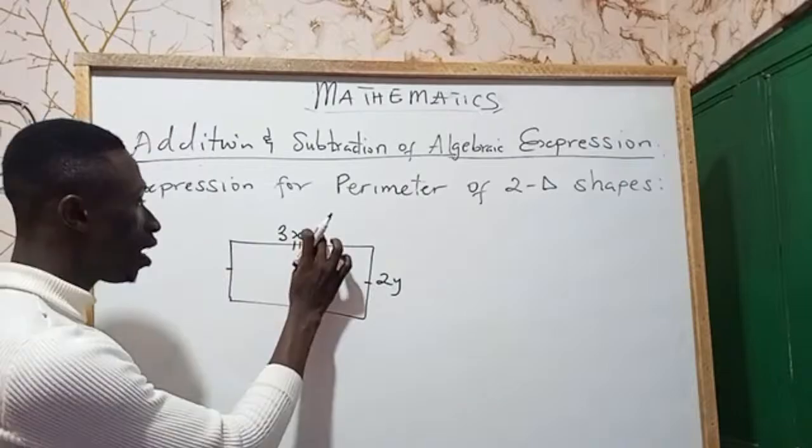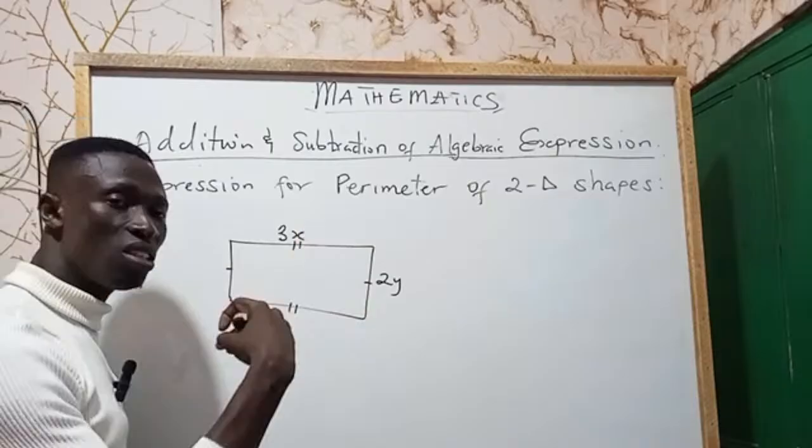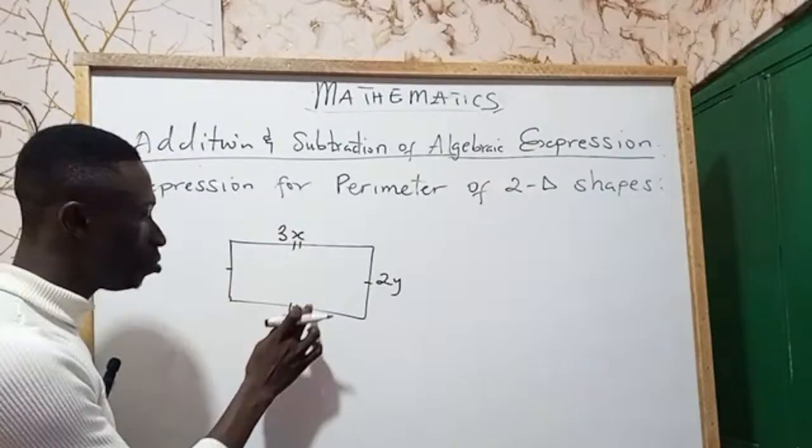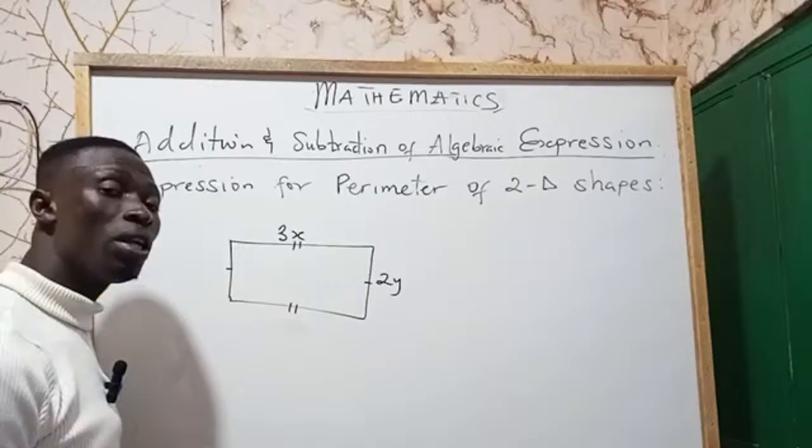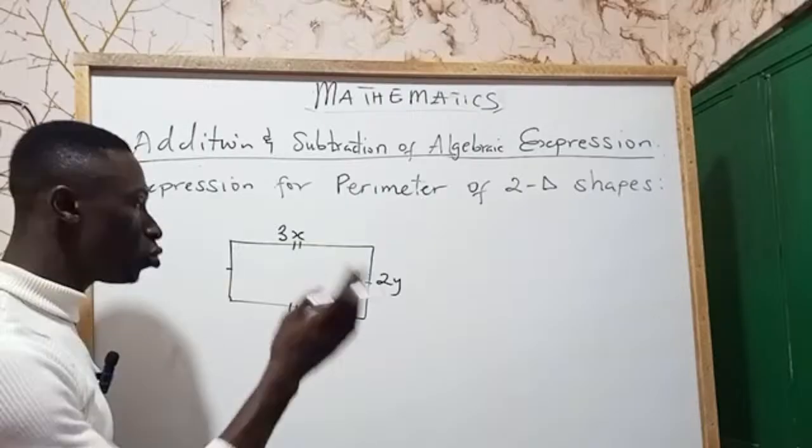So 3x here, and here too is also 3x, because opposite lines mean parallel lines, two parallel lines. So once here is 3x, it means here is also 3x, and here is also 2y. But in most cases, they will not give it to you because we already know the basic properties of what a rectangle is.